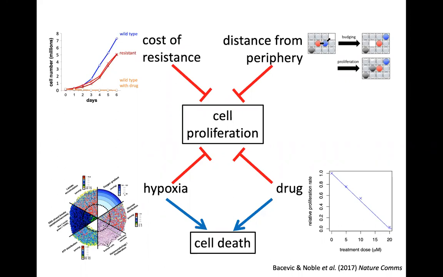Hypoxia is a very important property of both real tumors and tumor spheroids. And so I created a hybrid cellular automata model which has diffusion of oxygen and effects of hypoxia. Finally, we were able to characterize the effect of the drug on the relative proliferation rate of the sensitive cells. Each of these components we were able to parameterize very nicely from experimental data, and so the model was therefore quite sophisticated.